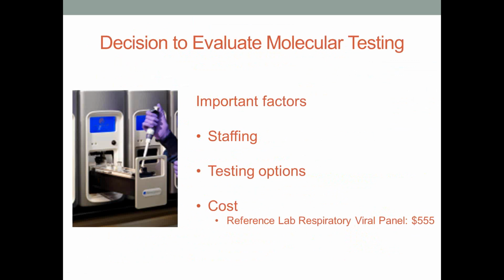We didn't want to add complex testing to people who were already working very hard to do the testing they had been doing. So we wanted a platform that offered us the option to expand testing in areas that interested us in the future, such as testing for GI pathogens. And then primarily our real interest was in saving some money. That send-out respiratory viral panel that we were ordering, we were paying $555 for each time we sent it out.